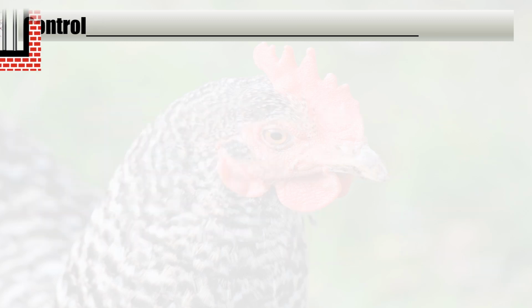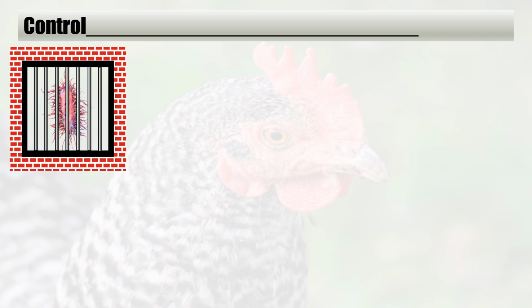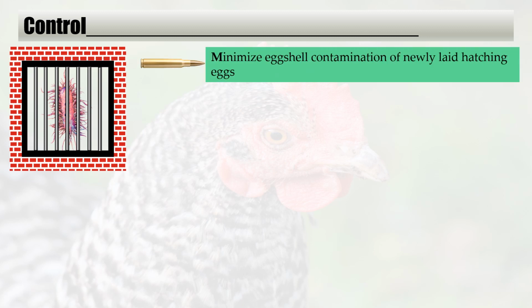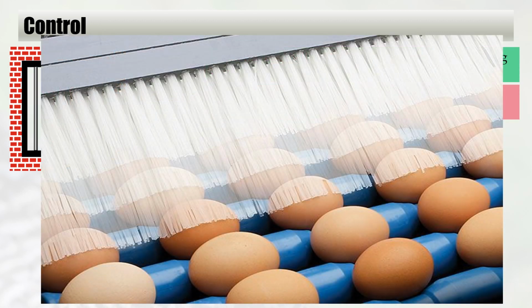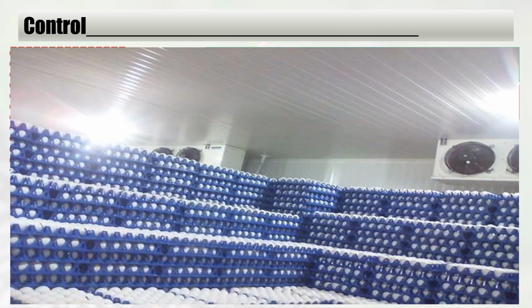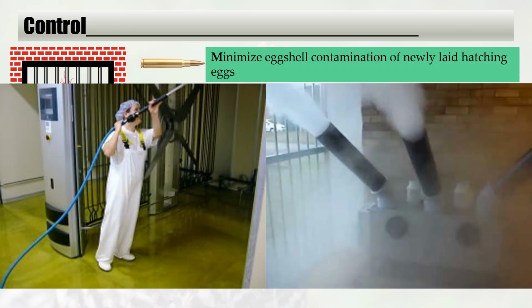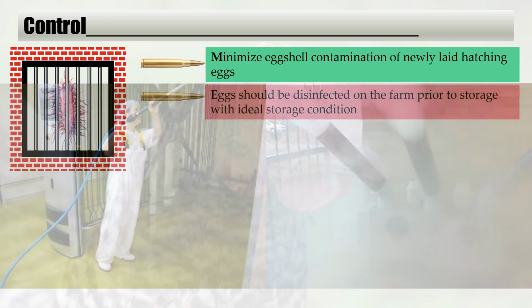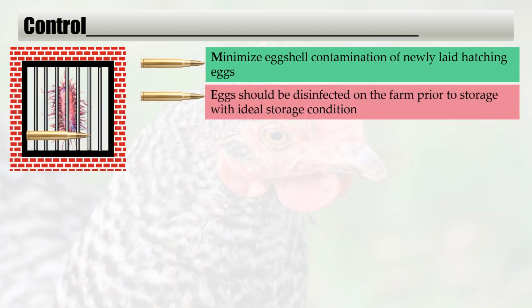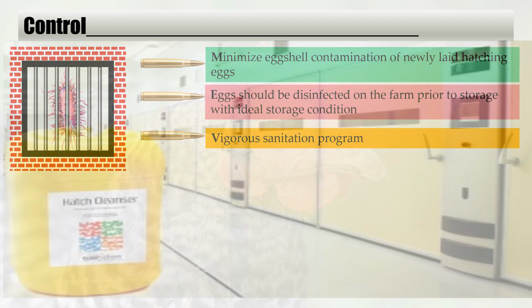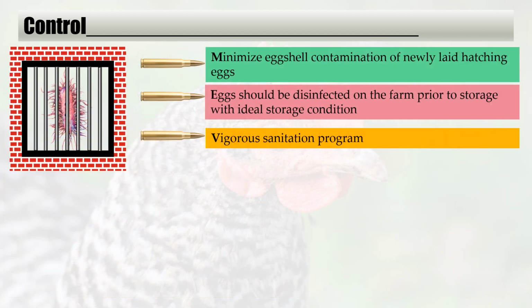As far as the control measures are concerned, measures should be taken to minimize eggshell contamination of newly laid hatching eggs. Eggs should be disinfected on the farm prior to storage and should be stored under ideal conditions. Scrupulous hatchery sanitation, disinfection, and/or fumigation procedures should be practiced. A vigorous sanitation program should be followed in raising poultry.